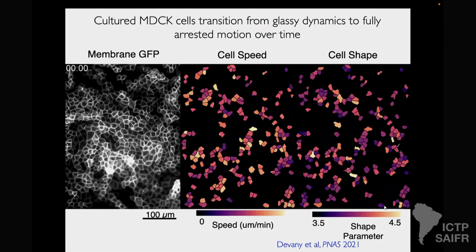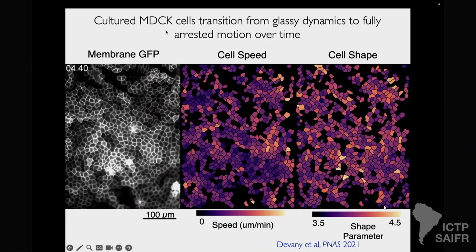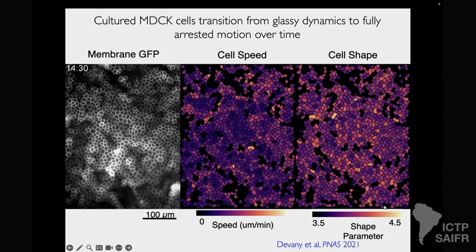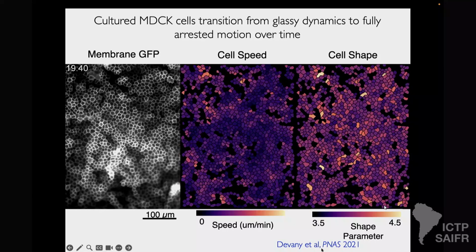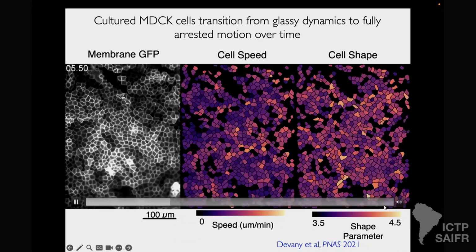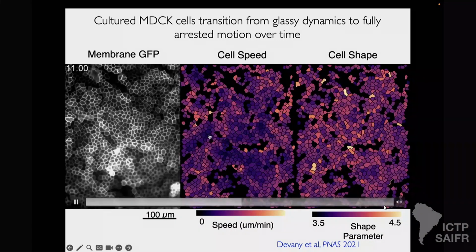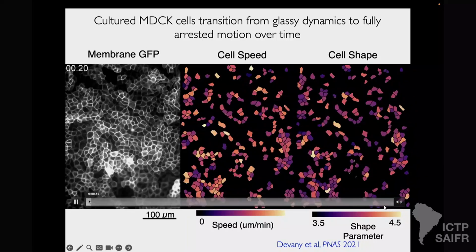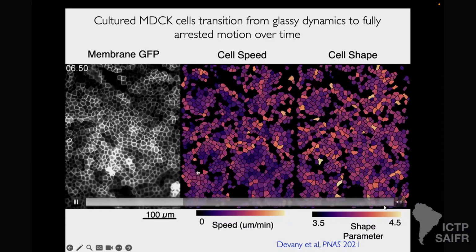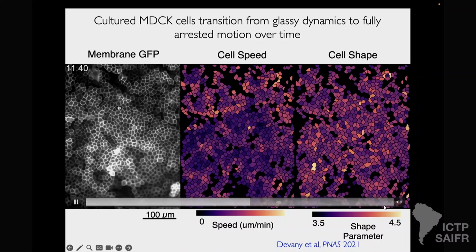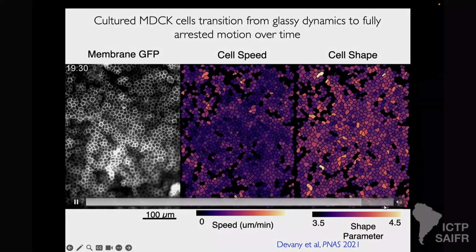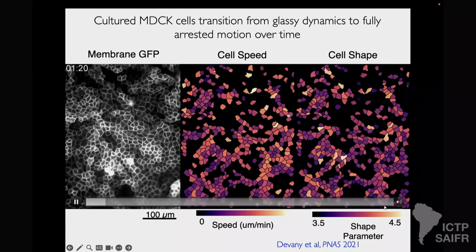And a similar result is seen in cultured MDCK cells. This is some work in collaboration with John Devaney, who's an outstanding graduate student in Margaret Gardel's group. What we're looking at is the cells just in a petri dish over time. At the beginning of the experiment, the cells are just barely confluent, and they're moving around and changing neighbors every once in a while. And then by the end of the experiment, although cells are still dividing, they're not really moving around and changing neighbors. And so the tissue has a much more solid-like behavior.